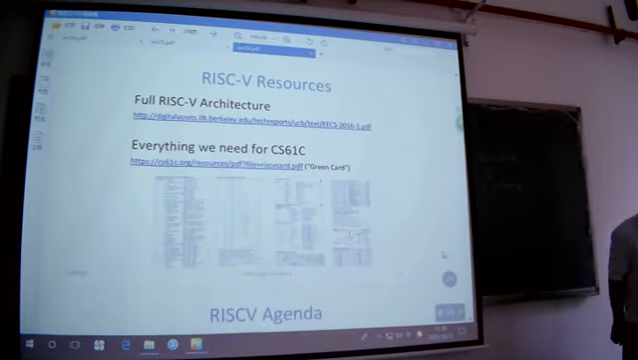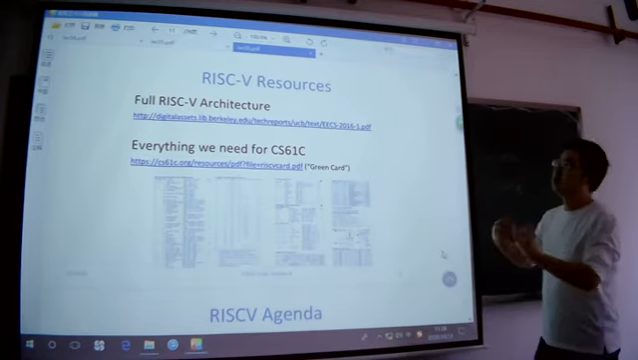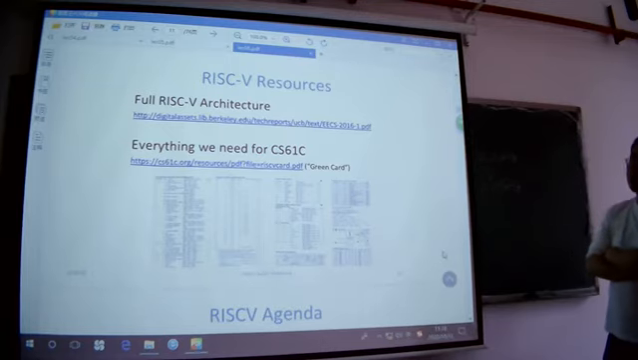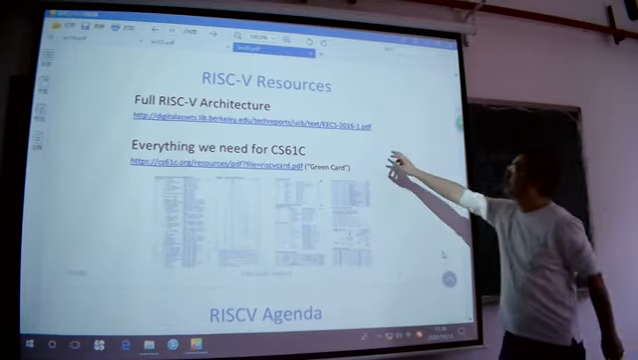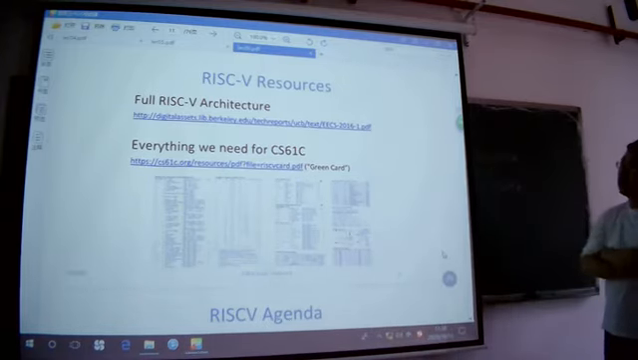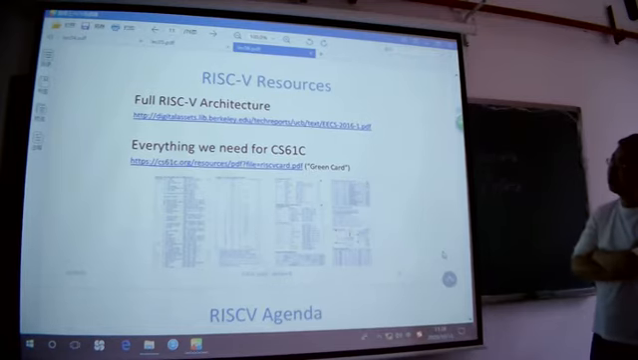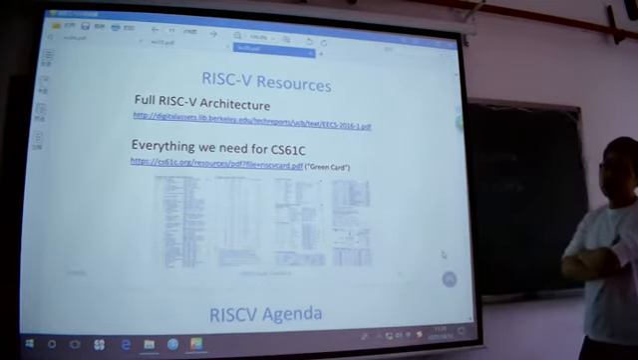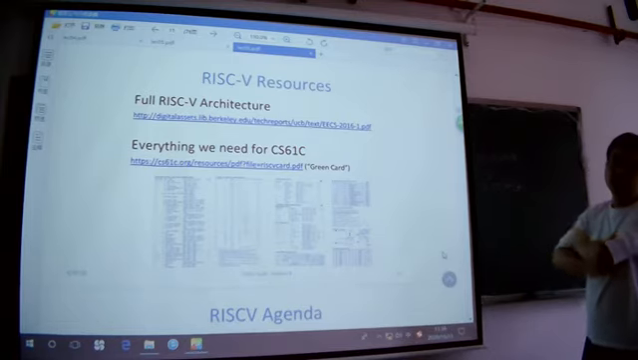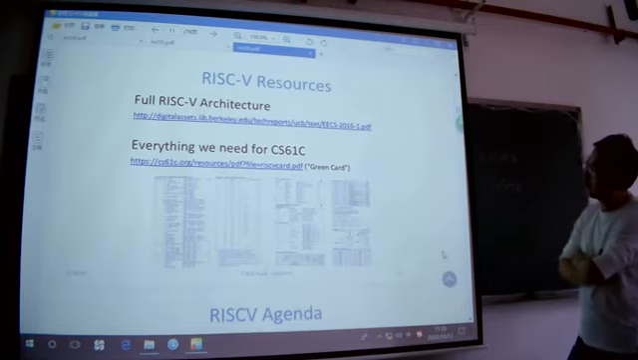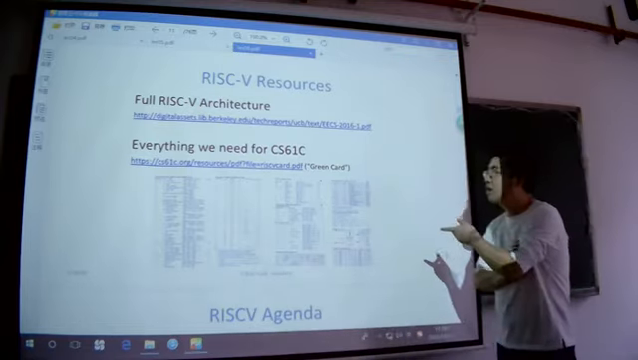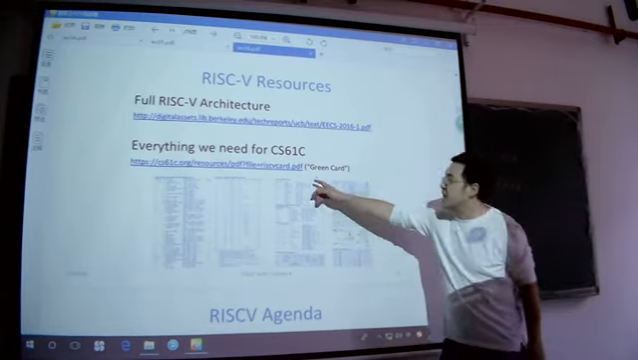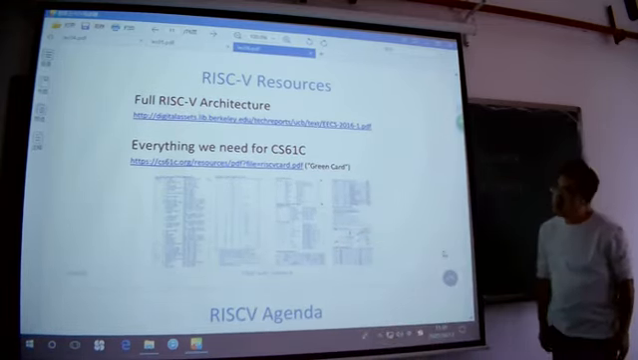So you can find the RISC-V resources we give. The slide gives the URL, a useful resource link. You can download from the URL and find the full RISC-V architecture. But the architecture PDF file is very big. You can look, but you don't need to look in detail. Everything we need for CS61C is in our class. So in this PDF file, you can find the green card.